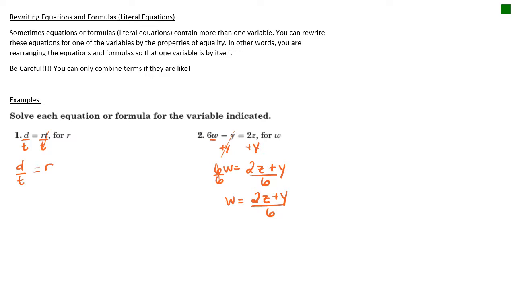That formula has now been rearranged, or solved, for w. Instead of 2z on one side, now I have w by itself. Didn't solve anything, I just have the opposite operations there. If you look at 6w minus y, my solution has the exact opposite. Instead of minus y, it has a plus y. Instead of times 6, it has divided by 6. Because all I'm doing is opposite operations to move things around.